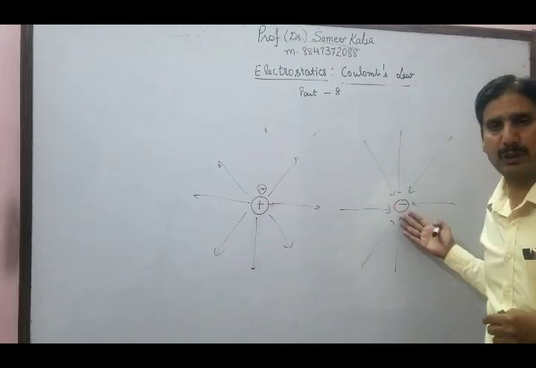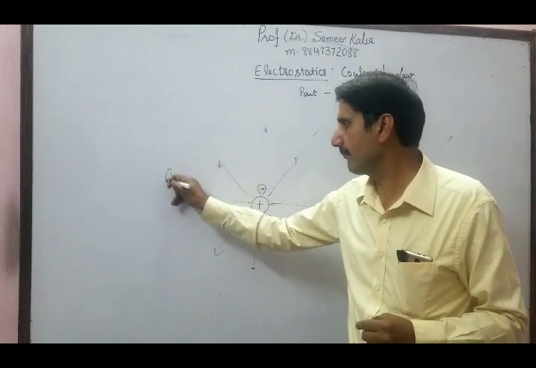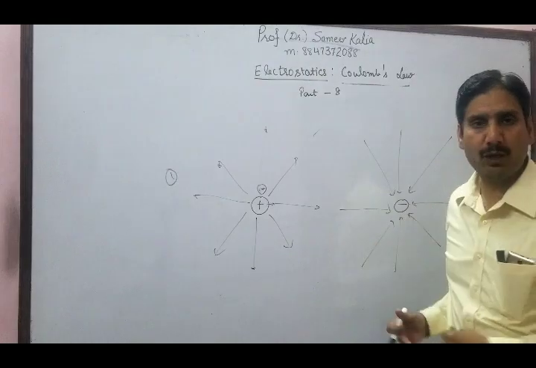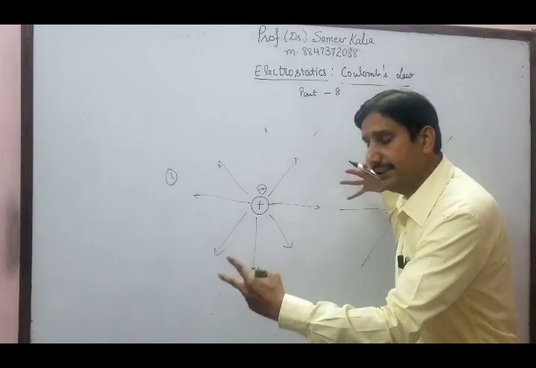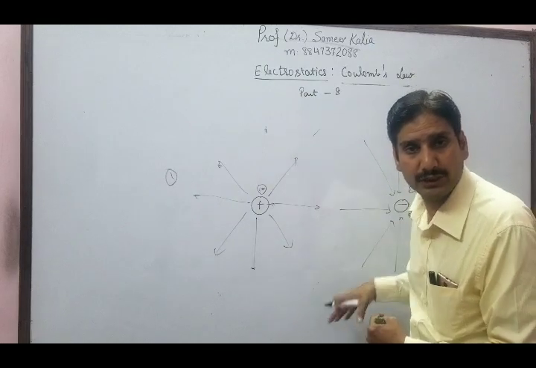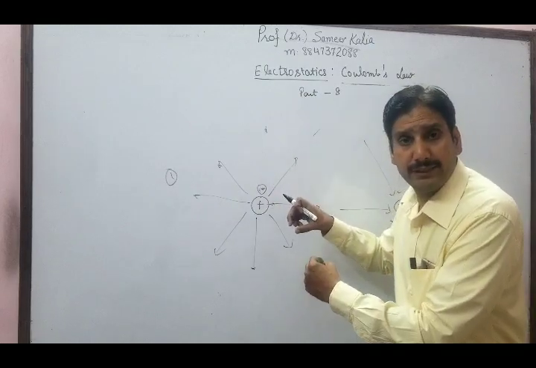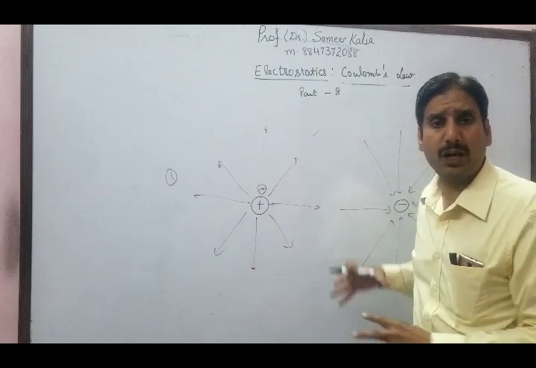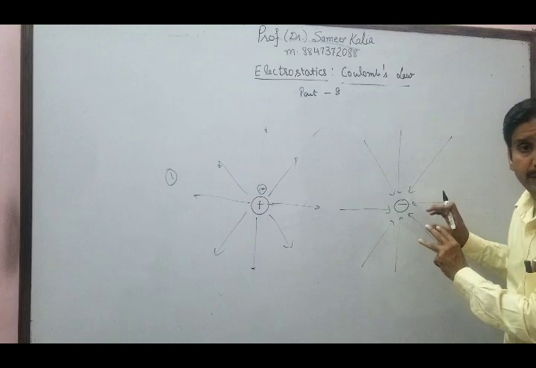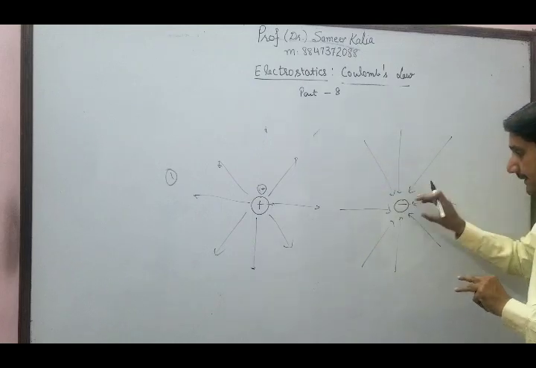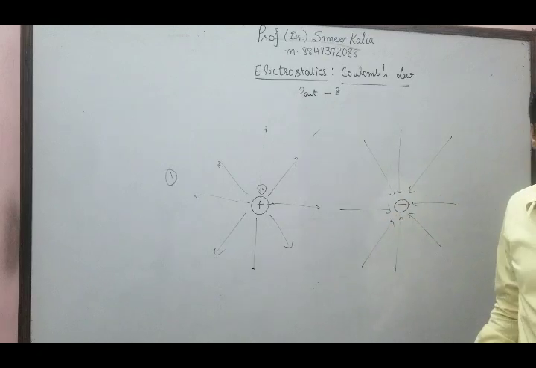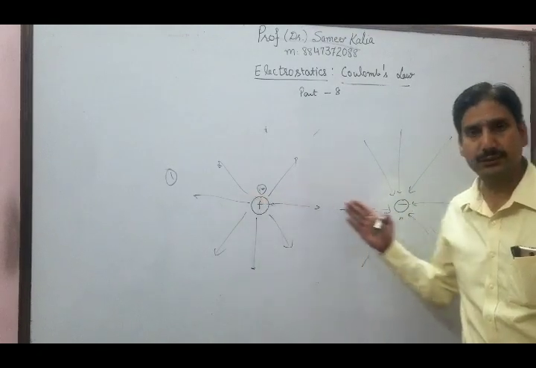I have already given two properties to you. Number one, the first property is they diverge radially outward from an isolated positive charge. Had there been no other charge around it, the electric field lines would diverge out radially. And if there is an isolated negative charge, no other charge around it, the electric field lines will converge towards this negative charge. So these are the two properties.